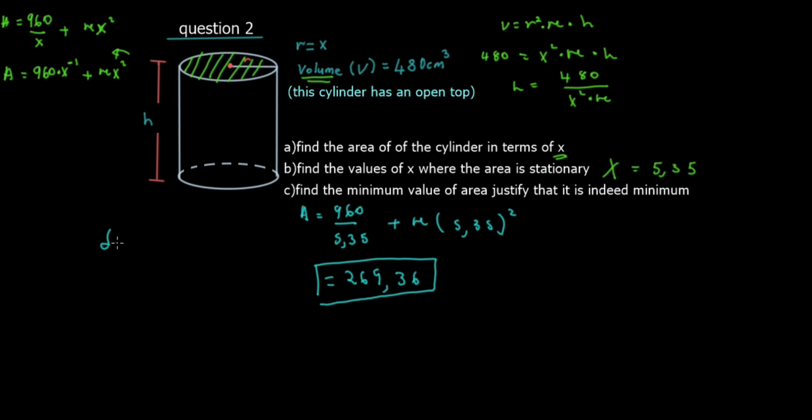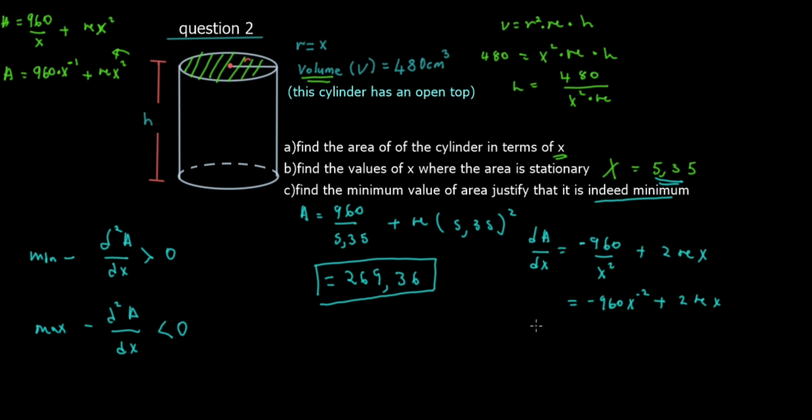Now the other part of the question says justify that the area is indeed minimum. So you have to note that if the second derivative of the area is greater than 0, this is a minimum. For a maximum, the second derivative of the area should be less than 0 when you substitute this value of x.